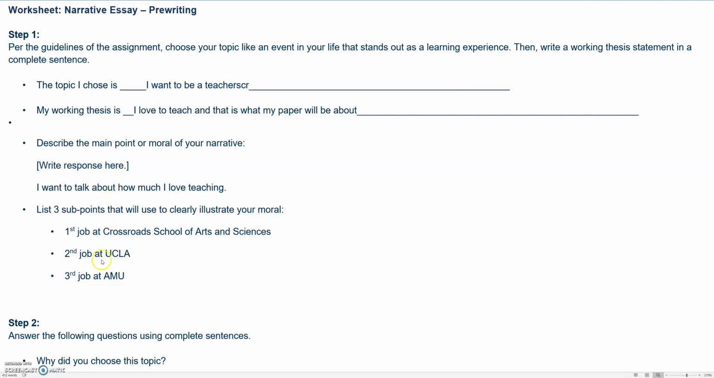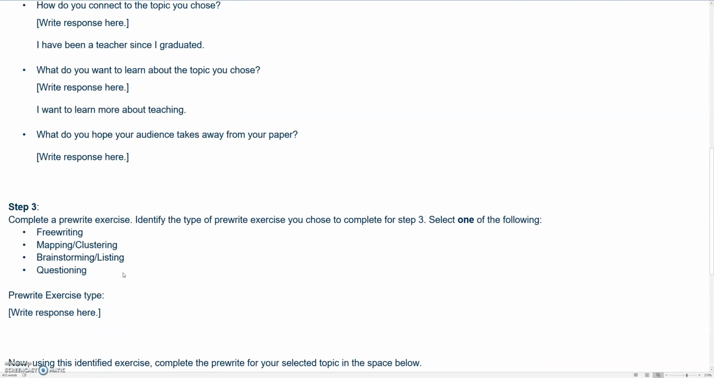Then I wrote 3 subpoints. I wrote, well, I love teaching because my first job was at Crossroads, my second job was at UCLA, and my third job was at AMU. Okay, this is all wrong because this is just telling a story. In other words, I'm just giving you a resume of my jobs, or a resume of my events, and I'm not actually telling you why I love teaching. When you write your thesis statement, you want to tell me why you love teaching, not just give a resume of events.